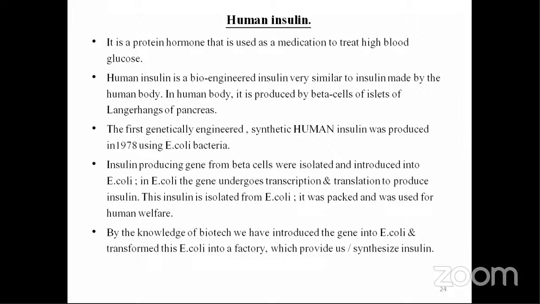Understood, student? The insulin producing gene from the beta cells present in the pancreas was isolated, that means separated, and introduced into the experimental bacteria, that is E. coli. Now in E. coli, what happened? The gene undergoes transcription and translation to produce insulin, right? This insulin is isolated from E. coli, packed, and used for human welfare. By the knowledge of biotech, we have introduced the gene into E. coli and transformed this E. coli into a factory which synthesizes insulin for us.